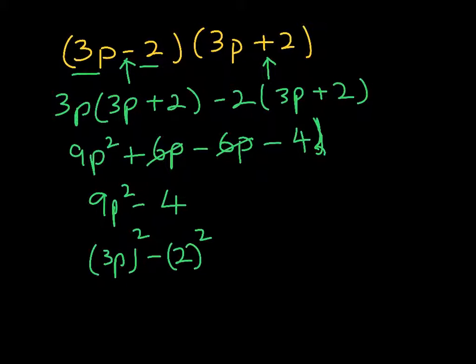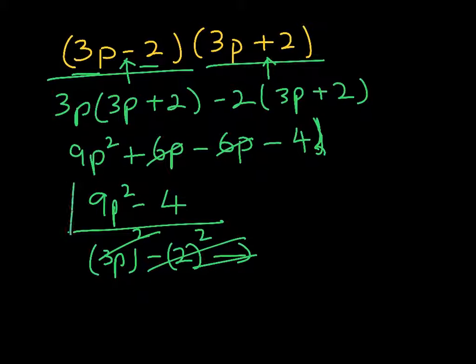Now what does this look like? Difference of two squares. Okay, difference of two squares. So when you expand the factors of a difference of two squares, what you have is a difference of two squares. So this is the answer for the expanded form, 9p squared minus 4. I just used this to highlight to you that this is a difference of two squares.